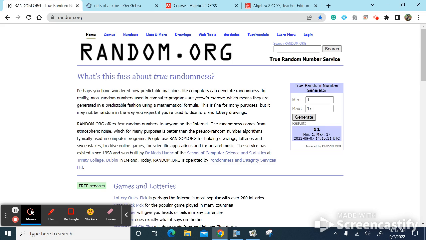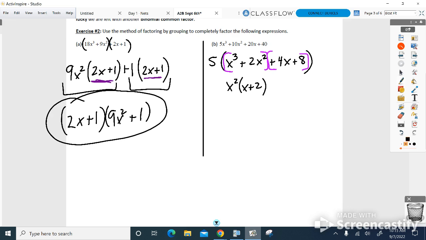What do you want to take out of that second grouping? 4. Because that's the only thing I could take out to be left with x plus 2 in the parentheses. If the parentheses don't match, you either took out the wrong number, or you just can't group it. For us, in this case, you probably took out the wrong number.